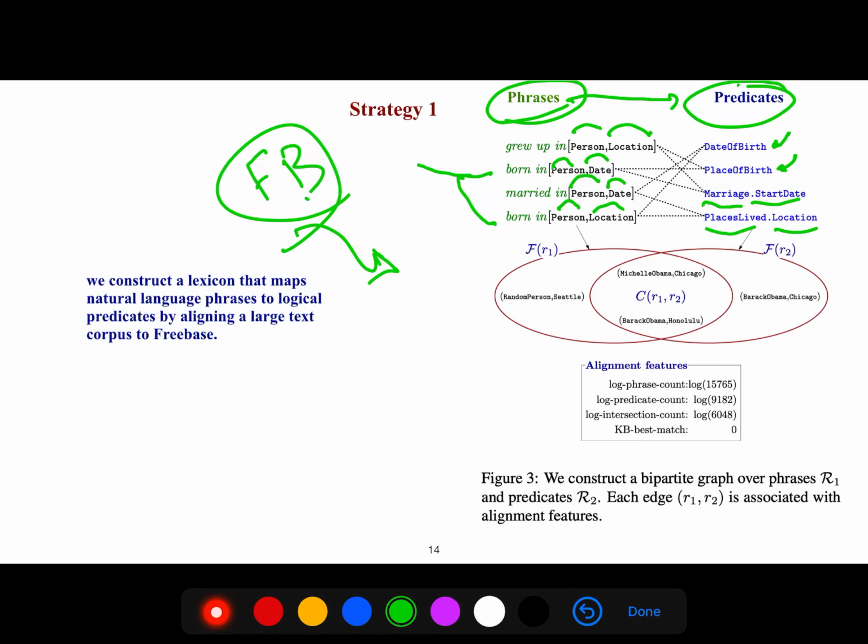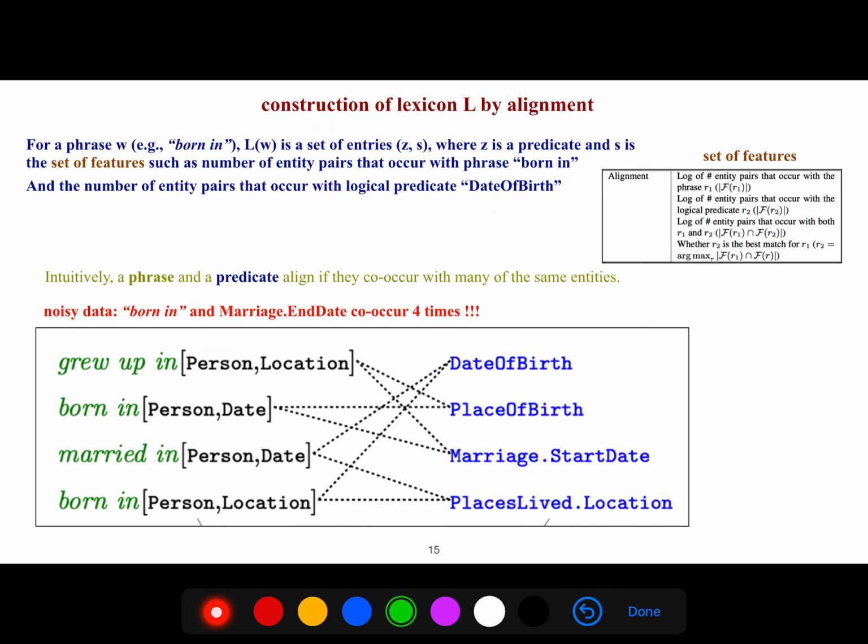But the simplest thing is that we just go word by word. Grew up in is more probable to marriage start date or something like this. But it is very noisy, because sometimes we notice that 4 occurrences appeared for born in and marriage end date, maybe because both of them are related to date. So if we just follow the first strategy, we fail. I mean, we can handle some of the ambiguities, but the remaining ambiguities still remain. So what can we do?